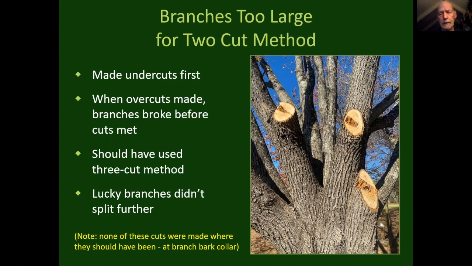But these clowns, this is where I live, and this is the grounds crew, and they really have no clue how to prune. You know, these cuts should have been made back here at the branch bark collar. Fortunately, they didn't, because if they did, these splits would have gone into the branch bark collar and they never would have healed. These are never going to heal either, but they're Bradford pears and I don't care. But they should have done three cut method.